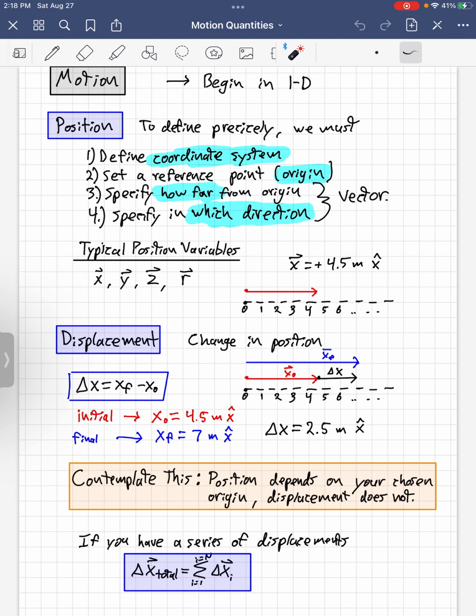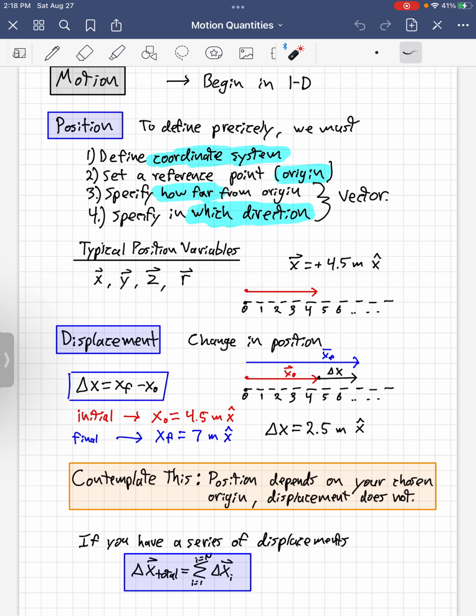So first off, in motion, one of the most important questions to ask is, where is an object? And can you precisely describe where it is? So to do that, we talk about position. And to precisely define it, we need to do four things. First, we need to define a coordinate system, right? The coordinate system is going to tell us which direction is positive, which direction is up, things like this.